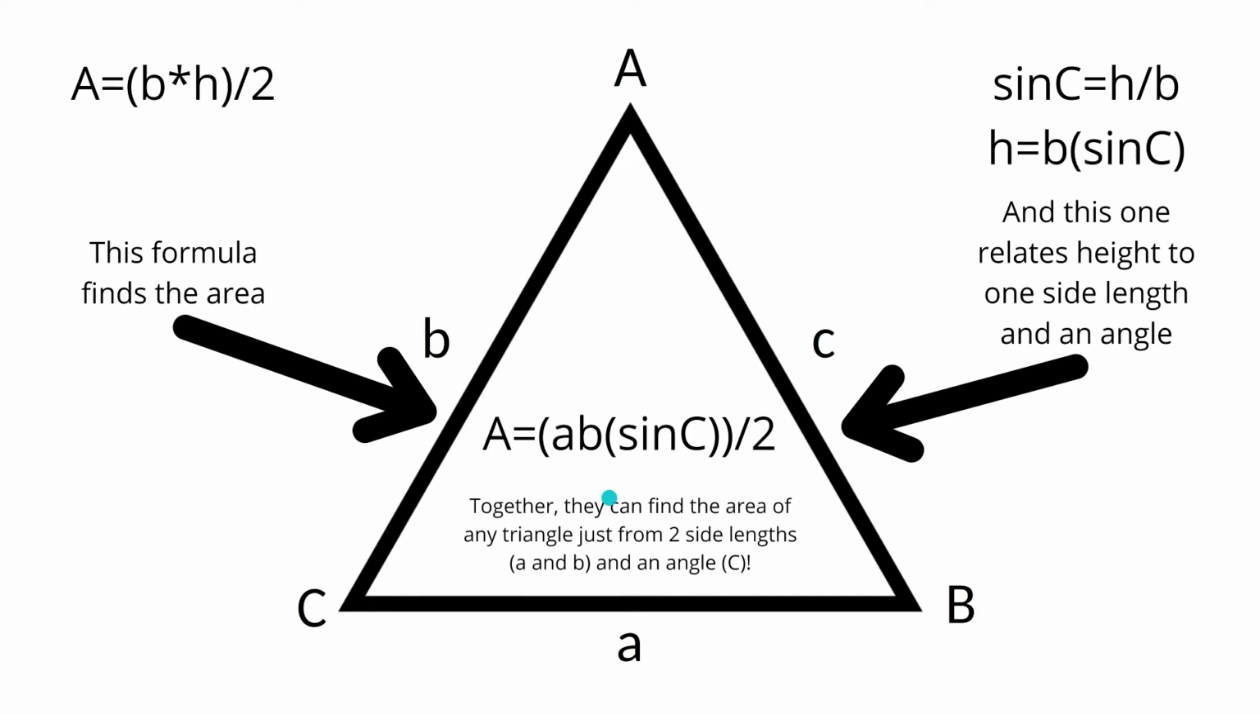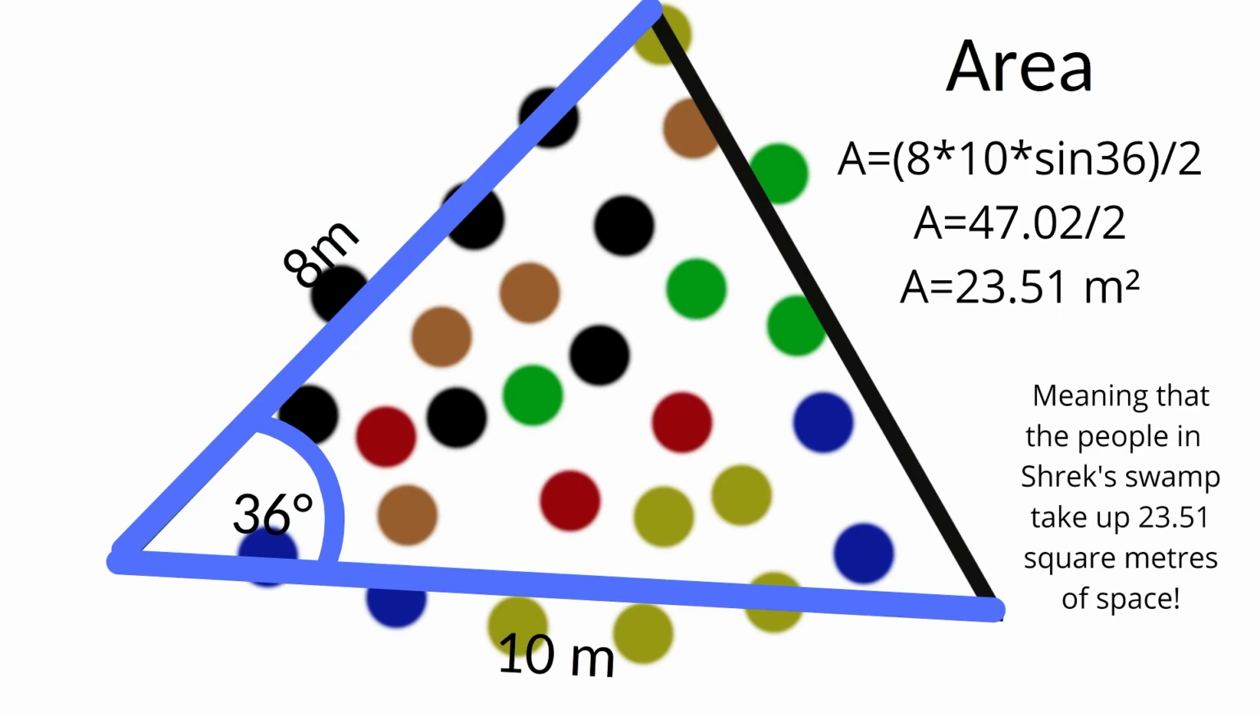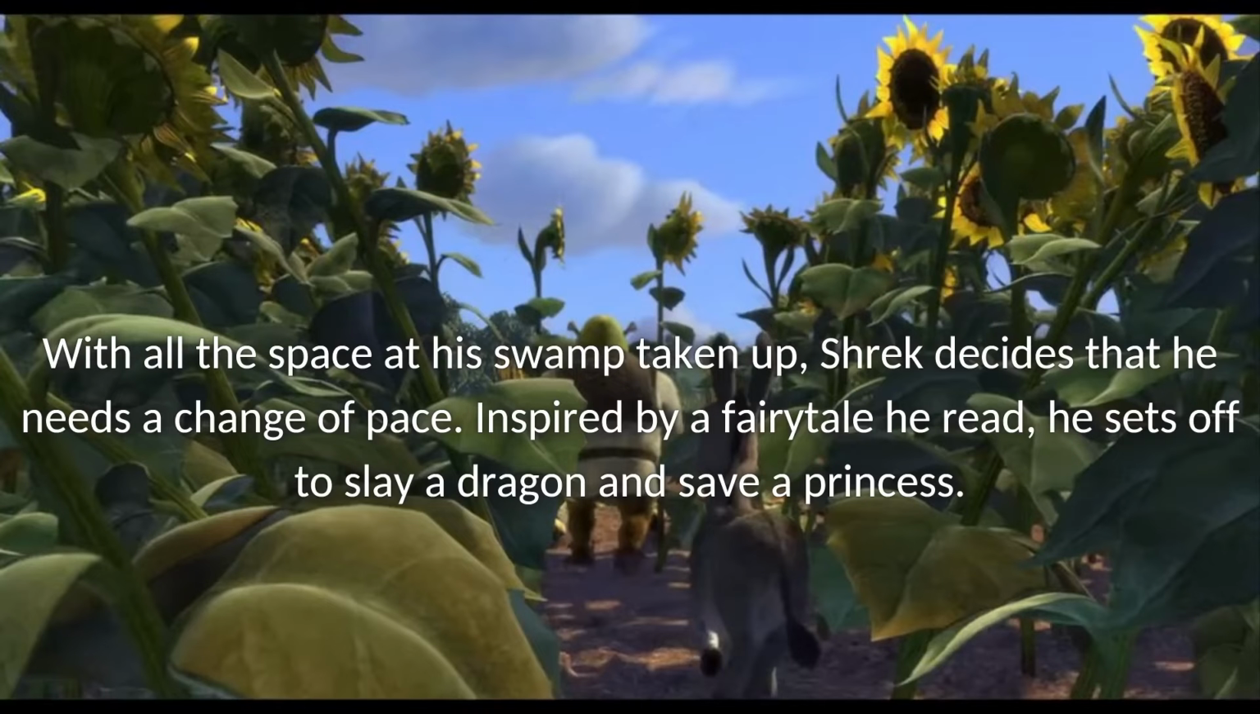Together, they can find the area of any triangle just from two side lengths A and B and an angle C. Meaning, plugging our numbers into here, we can find the result of 23.51, meaning people in Shrek's swamp take up a whole 23.51 square meters of space. That's a lot. With all the space in his swamp taken up, Shrek decides that he needs a change of pace.